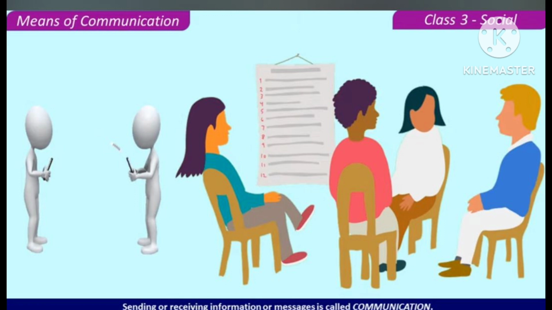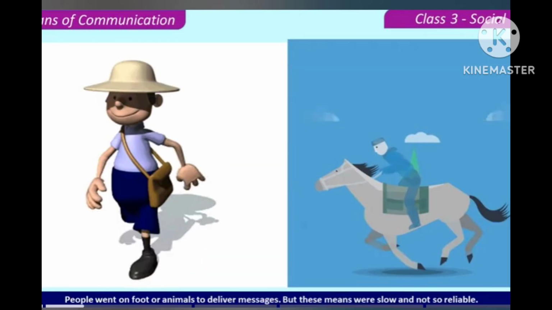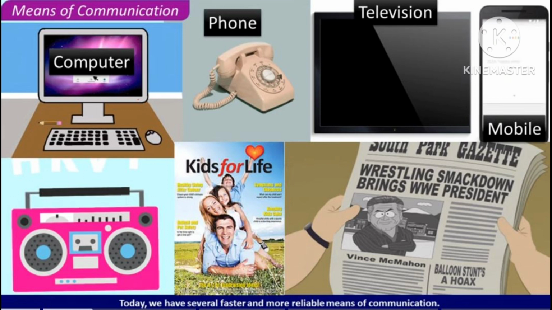So understood? In ancient times, long ago, trained pigeons carried messages from one place to another. People also went on foot or on animals like horses to deliver messages, but these means were slow and not so reliable. Now the growth of science and technology has resulted in faster and easier means of communication. So today we have several faster and more reliable means of communication. Means of communication means the different ways we can send or receive messages.